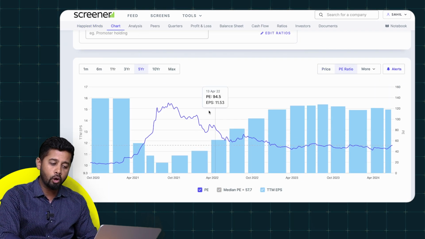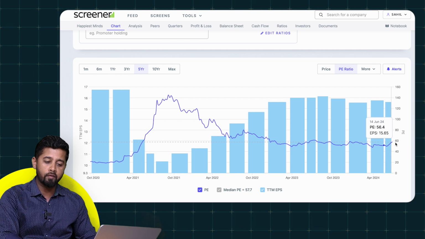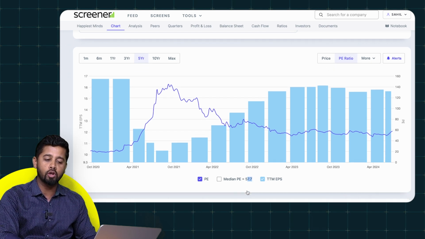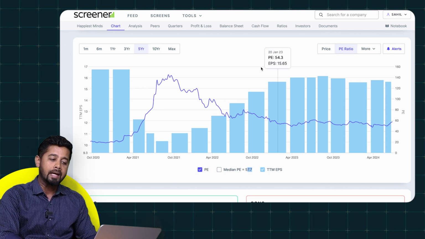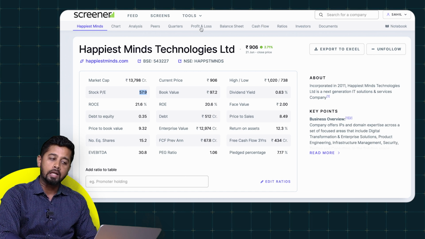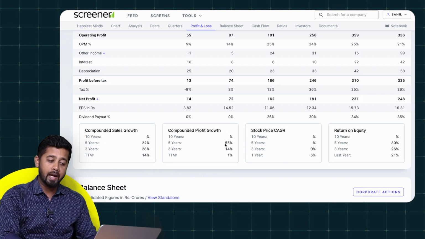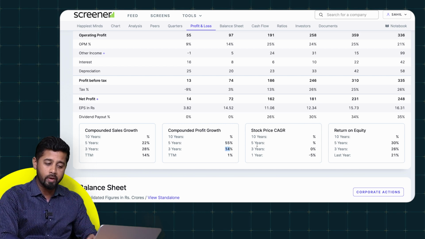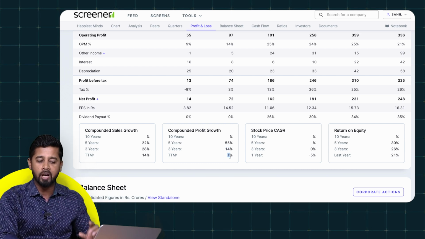How is the PE ratio? So PE ratio has fallen from 145 to currently 56. Its median PE is also 57. So now trading near its median PE. Still again the question is, is it worth paying a PE of 57.9? So if you look at the growth, in 5 years, its earnings have compounded at 55%. Although there is a slowdown recently where trailing 12-month earnings are pretty flat.